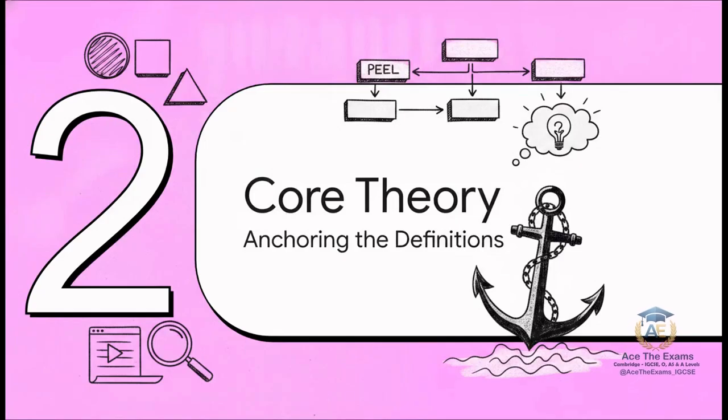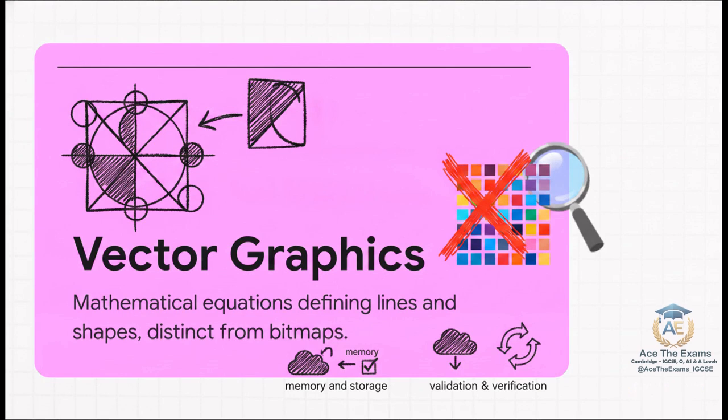Moving right along to Section 2, Vector Graphics Core Theory, anchoring the definitions. Okay, a really strong foundation begins with clarifying the real-world digital problem that vector graphics actually solve. We cannot apply that amazing PEEL framework we just talked about if our core theory is shaky. To really master how we define vector graphics, you can't just memorize the name or recite a one-line definition you read 5 minutes before the exam.